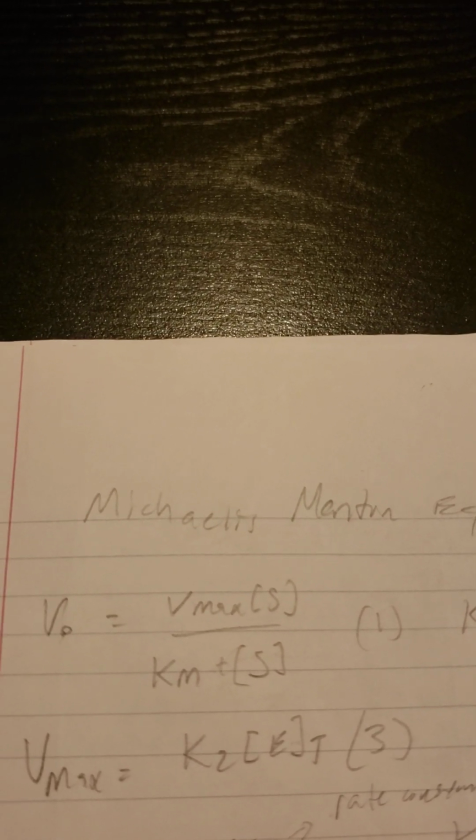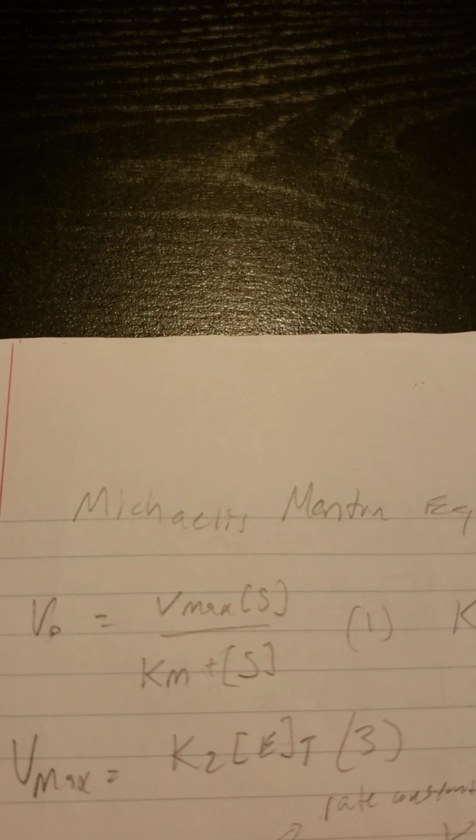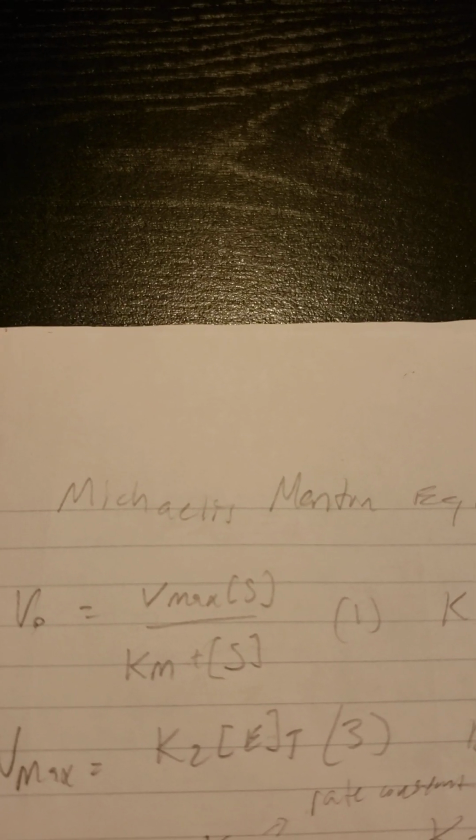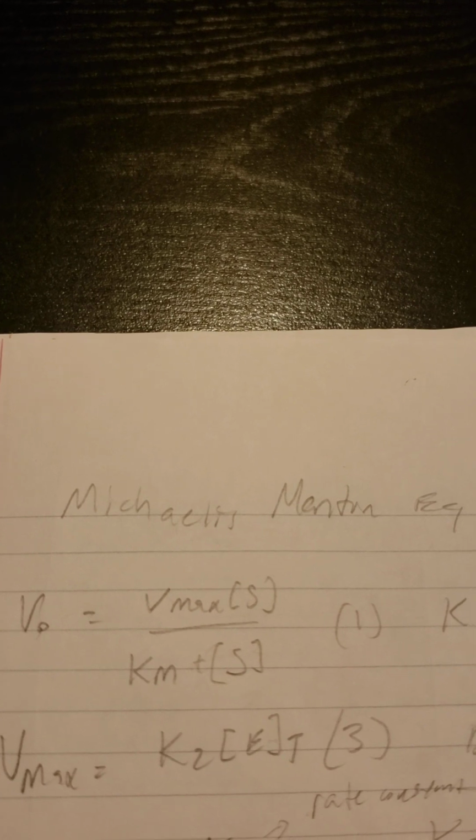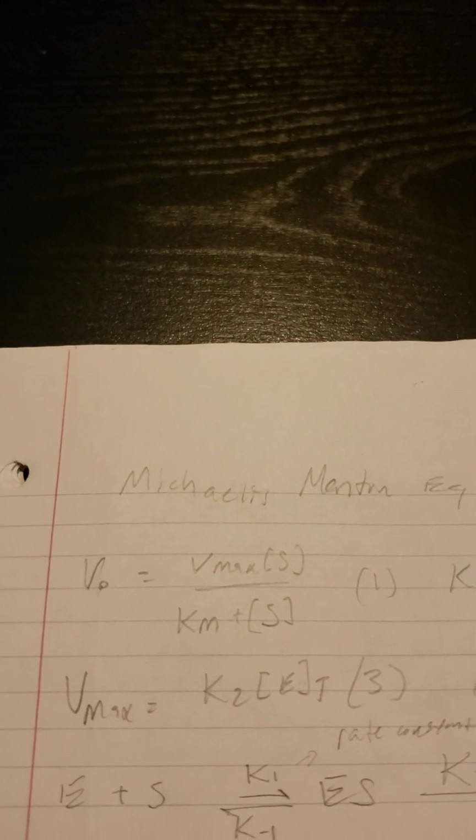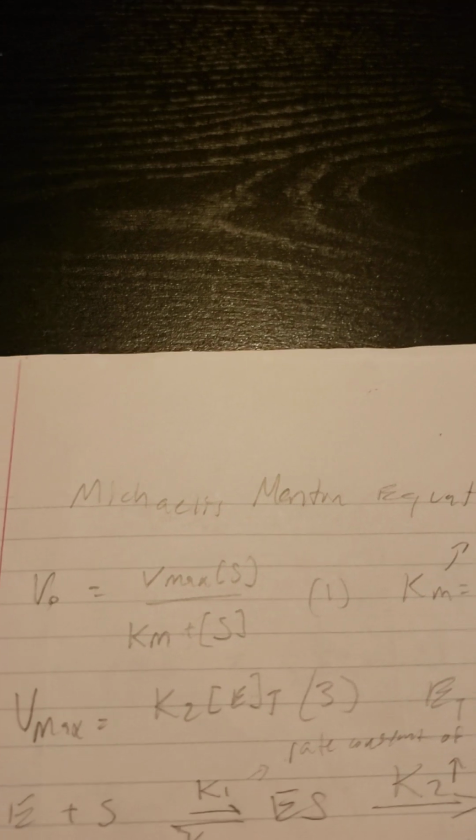V0 equals Vmax times the concentration of S over Km plus the concentration of S. S stands for substrate. Km is the Michaelis constant. K1 and K2, we'll get into that in a few seconds. But Km equals K minus 1 plus K2 over K1. And then you have Vmax, which is the maximum rate of the reaction, equal to K2 times the concentration of the enzyme.